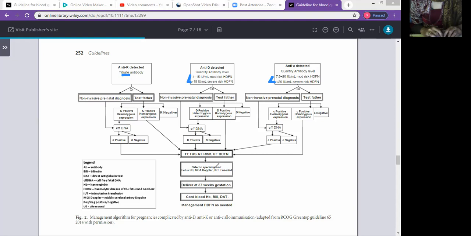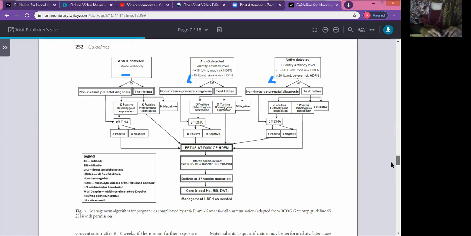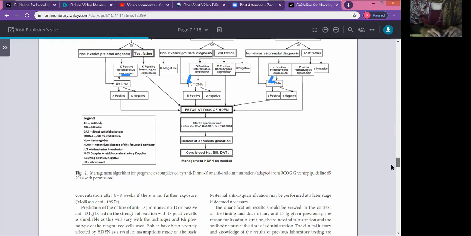So this is now the algorithm that needs to be followed at the fetal medicine specialist centers. That is, they do the fetal ultrasound by the Doppler middle cerebral artery technique, and they need to monitor the middle cerebral artery flow, and consider an intrauterine transfusion.